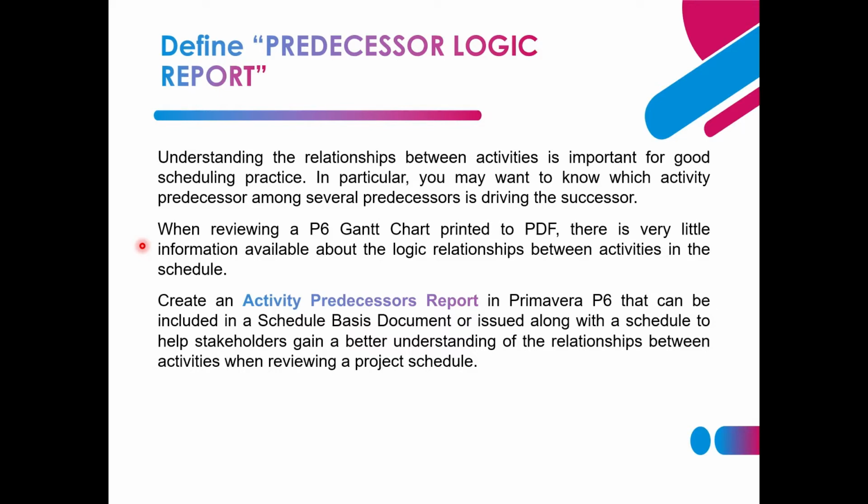relationship between the activities. When creating the activity predecessor report, we can see the relationship, what kind of relationship type is used in the predecessor, and also see the lag, what lag you are going to provide in the predecessor. By using this activity predecessor report, it will help in understanding the relationship between the activities when reviewing a project or reviewing a baseline.